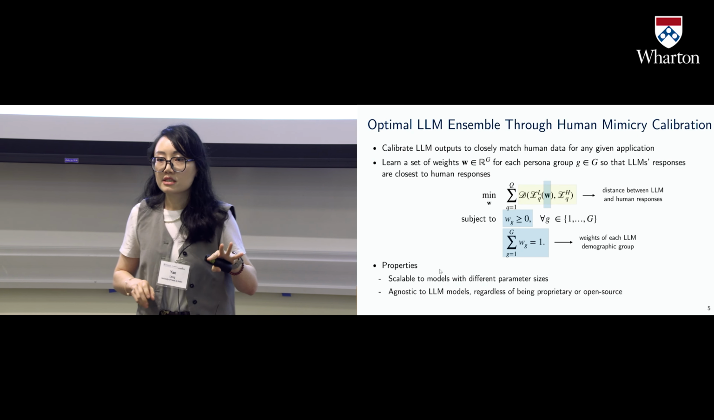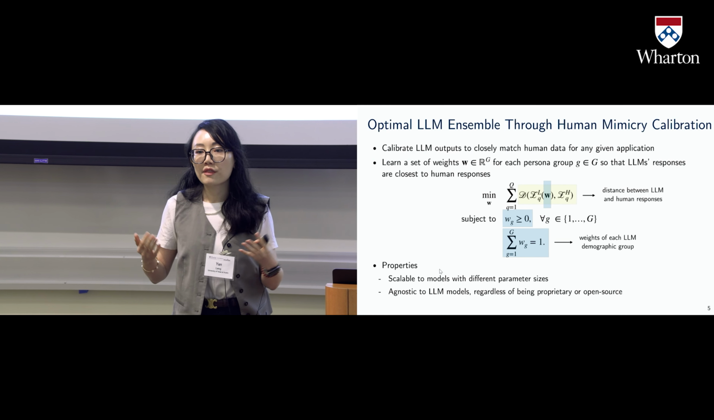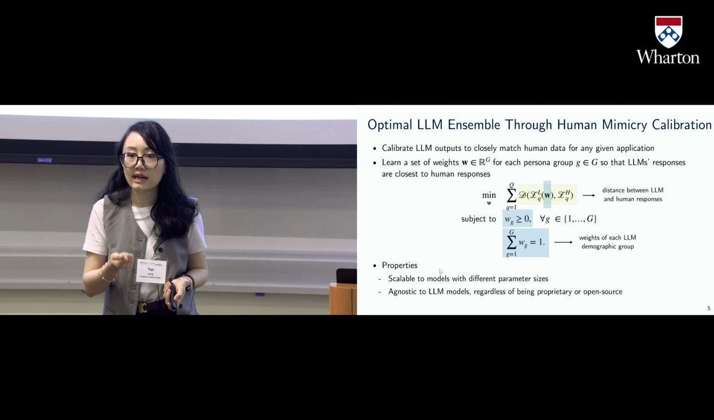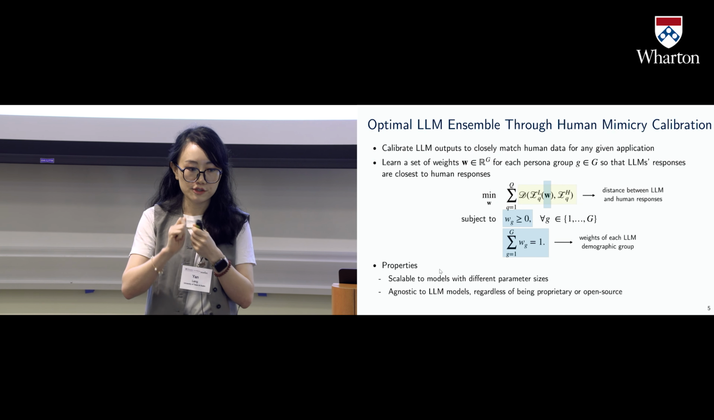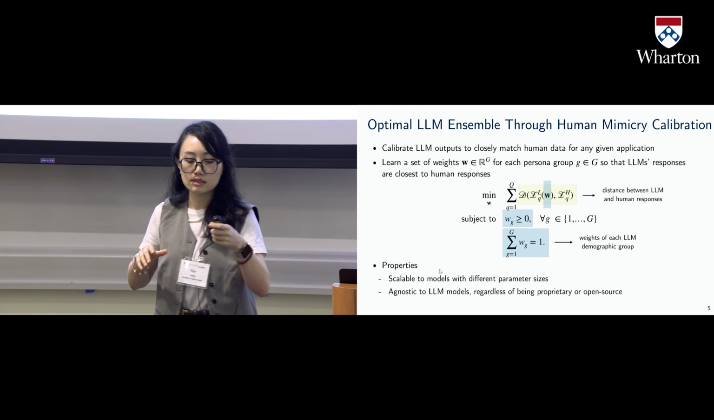And in this optimization problem, the most important thing is that one needs to decide what is the distance function that one should use to minimize the difference between LLM and human responses.